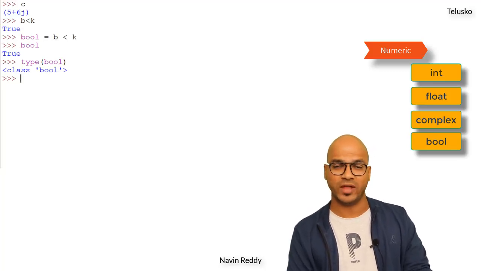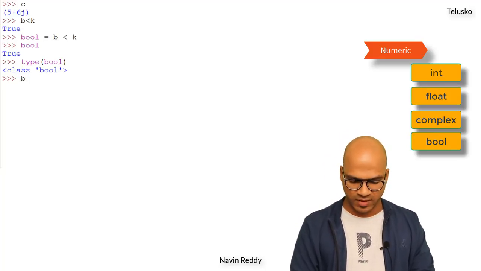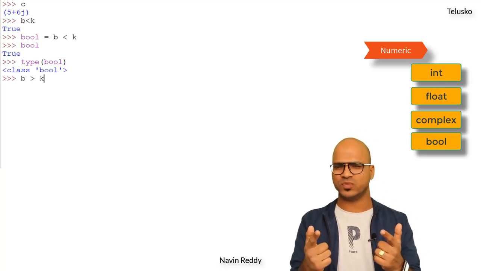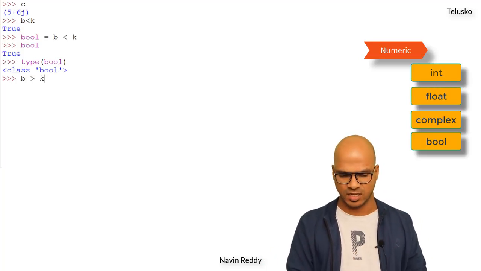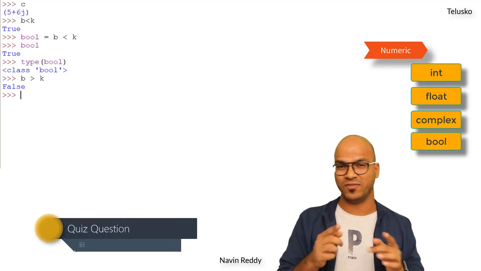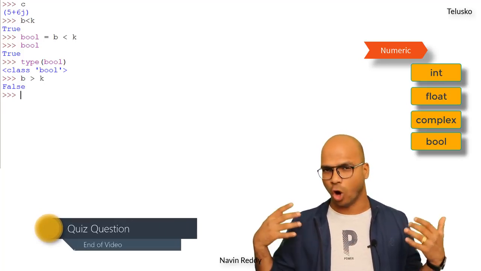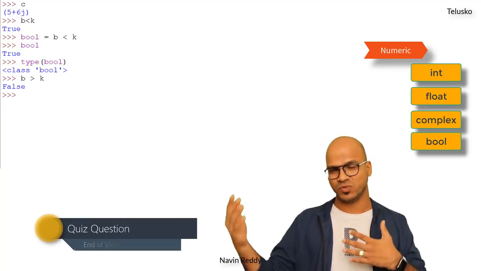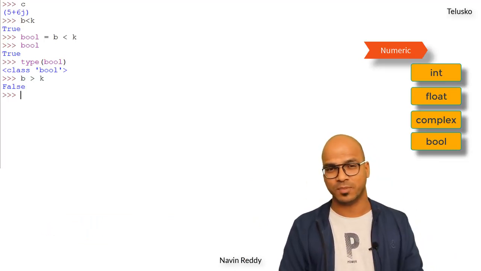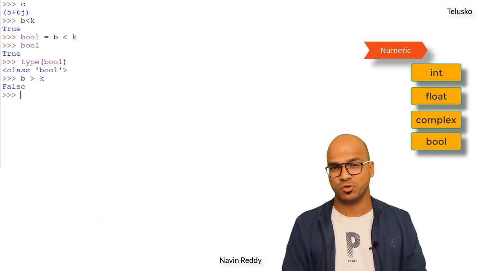In fact, we have true and we have false as well. For example, if I say b is greater than k, and that's not the case, right? b is 5, k is 6, so it should give you false. So we have true and we have false. Again, there are different operators which we can use, less than, greater than. We have different operators which we'll discuss in the upcoming videos. But here we can use true or false.